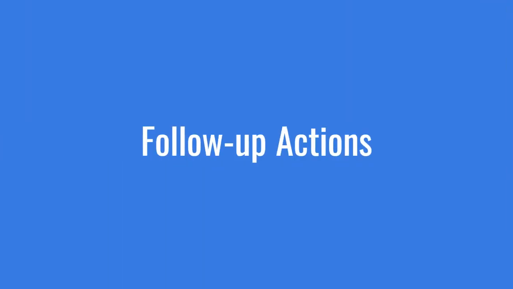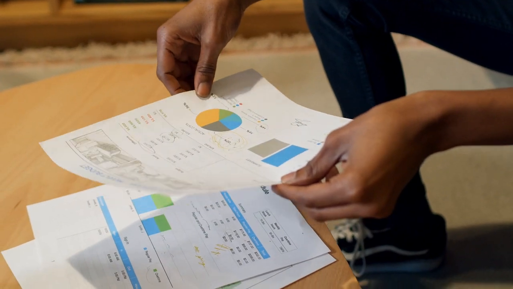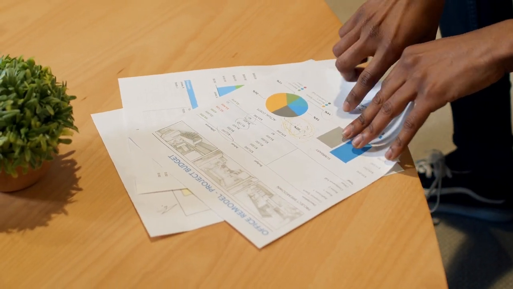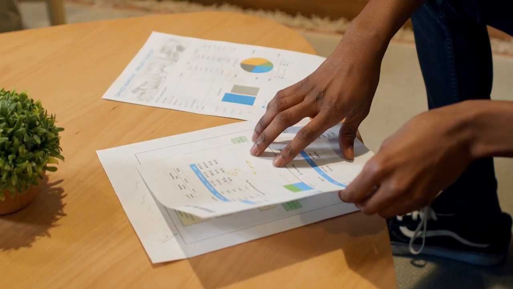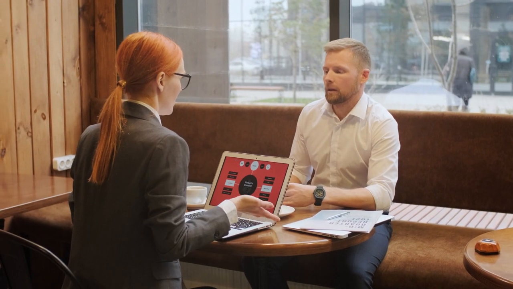Follow-up actions means that any action items which have been decided, for example any changes or improvements in the functionalities, or any things which have been discussed, all the action items must be documented and addressed in subsequent sprint planning or backlog refinement sessions. Backlog means again the features on which we are working, which we have to deliver for the customer.